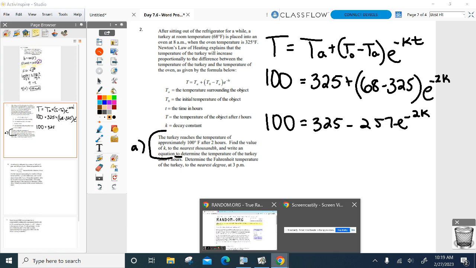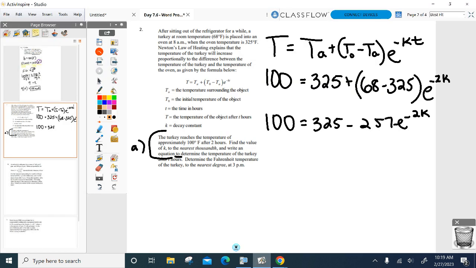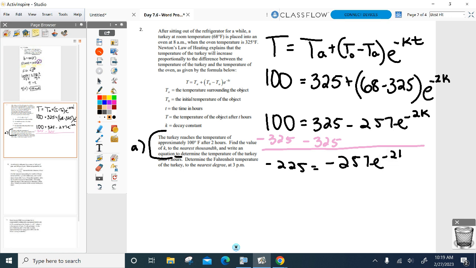What are your thoughts? What do you want to move over first and how? Howie, over to you. What do you want to move over first here? The 325. Darn right. How? Subtract. There you go. Boss move right there. Good. Do your addition and subtraction first. I like it. So now I get negative 225 equals, don't drop the negative sign on the right, negative 257 e to the negative 2k.